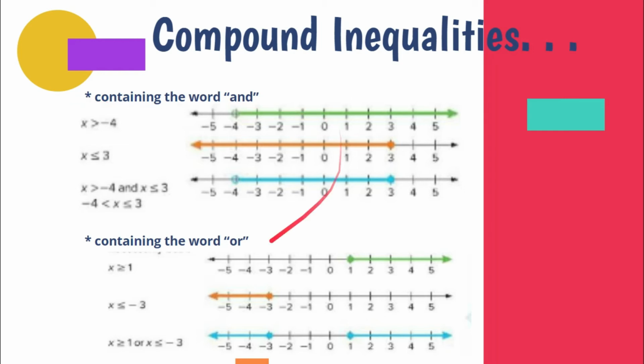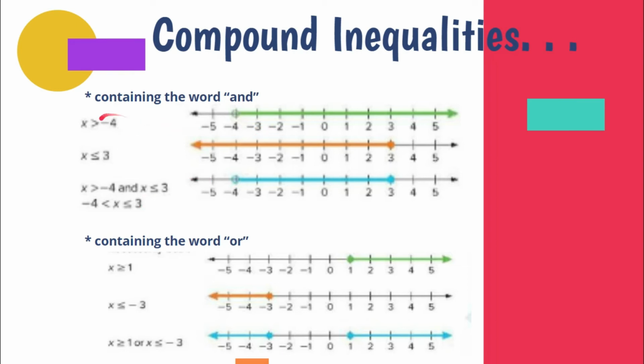Here we have a compound inequality. So down here, -4 less than x less than or equal to 3 can be read in two different ways. It can be read as x is greater than -4 and x is less than or equal to 3, or we can say x is between -4 and 3, including 3.